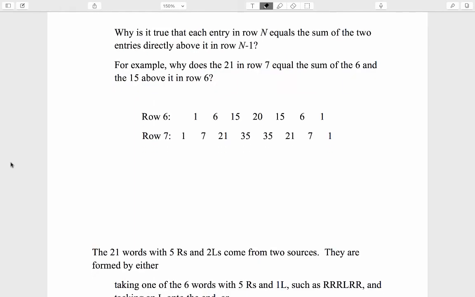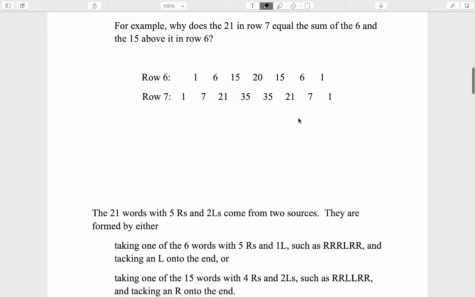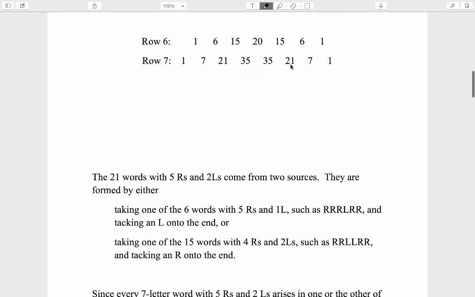Why is it true that each entry in row n equals the sum of the two entries directly above it in row n minus 1? For example, why does this 21 in row 7 equal the sum of the 15 and the 6 above it right here in row 6? Well, the 21 counts words that have 5 R's and 2 L's.